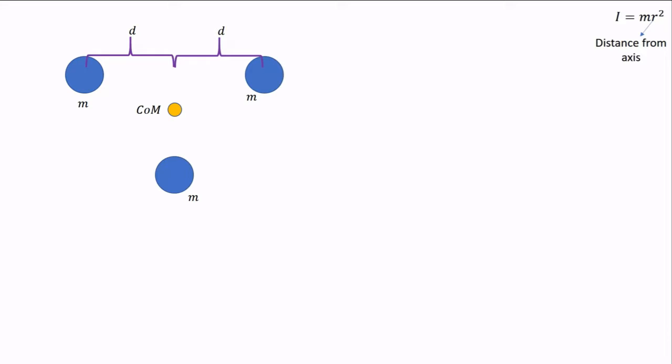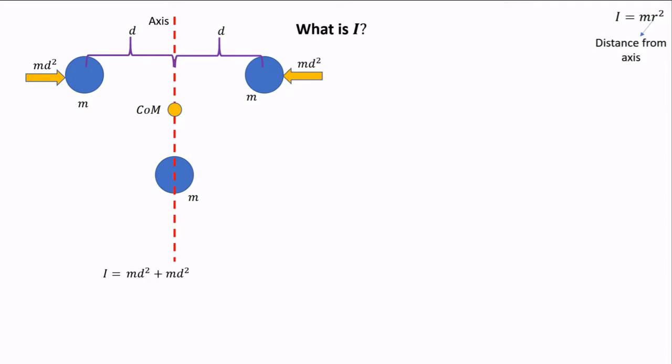If the system was free to spin about this axis, what is the rotational inertia of this object? Well, as we learned previously, we simply need to find the rotational inertia of each point mass and add them together. So both of these objects have a rotational inertia of m times d squared, since little d is their distance to the axis. This object is on the axis, so it doesn't have any rotational inertia. So our total is 2md squared.